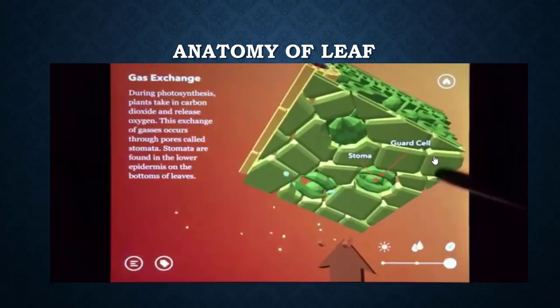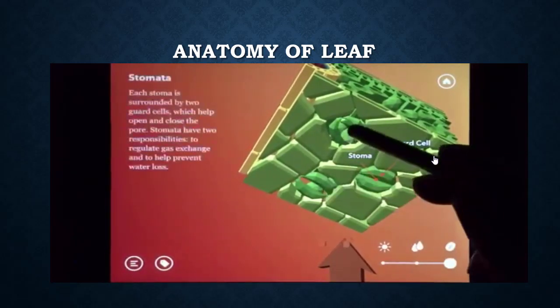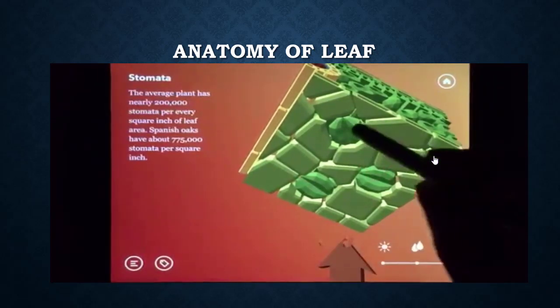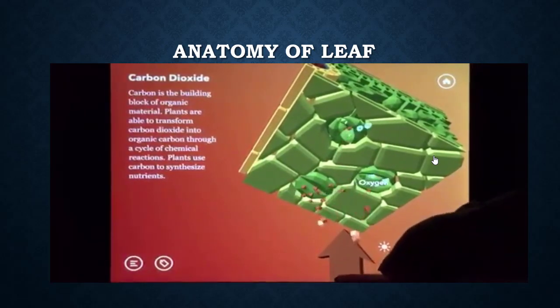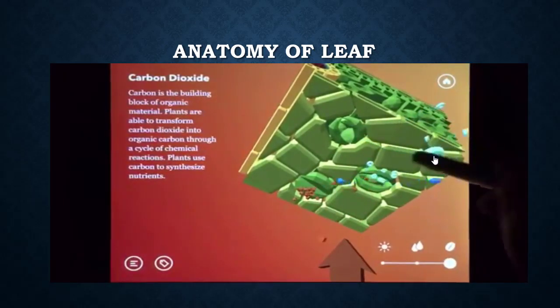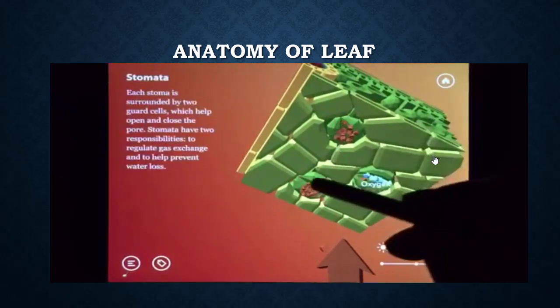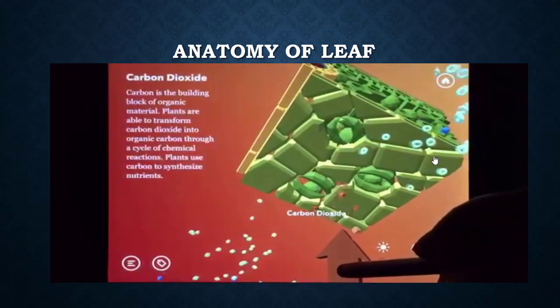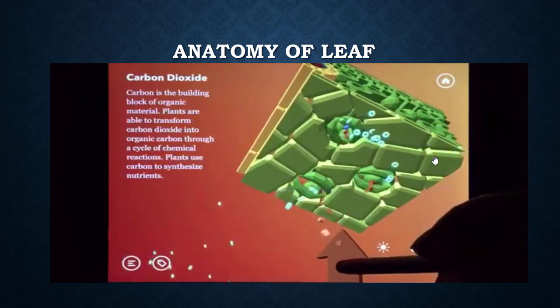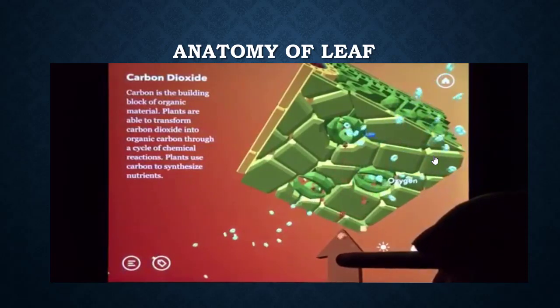Then there are stomata. You know about that. What were stomata? Stomata basically have two guard cells. And you know the amazing part: the average plant contains 200,000 stomata. Then you know that carbon dioxide is passing in, and the stomata release oxygen after the photosynthesis process. See the guard cells. As soon as guard cells absorb carbon dioxide, they release oxygen. You are seeing the brown and blue molecules that are going on.